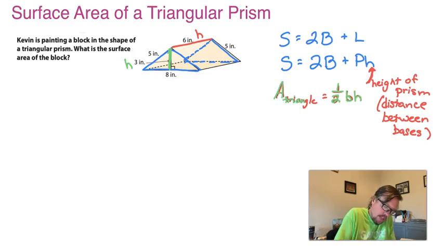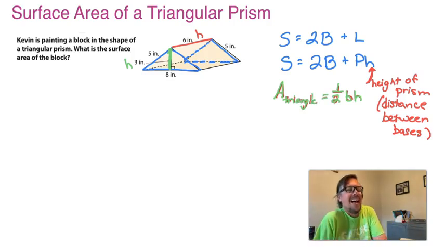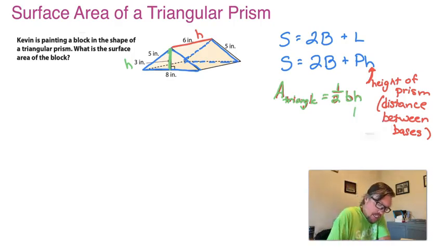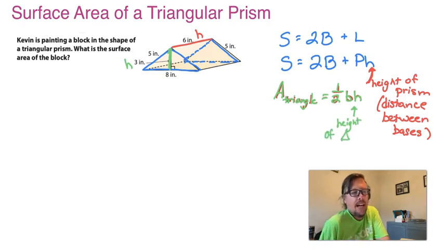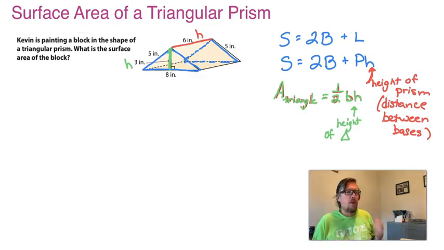Should I have erased that instead of just writing over it? Almost certainly. 1/2 base times height for the triangle. That H means the height of the triangle, not the height of the prism. And the height of the prism means how far apart are the bases. And in a triangular prism, the bases are the triangles. So the H means how far apart are the triangles.